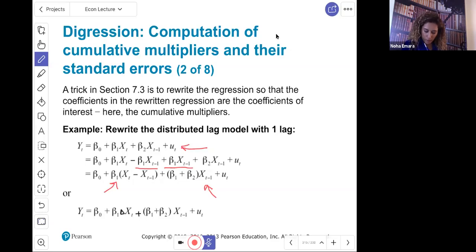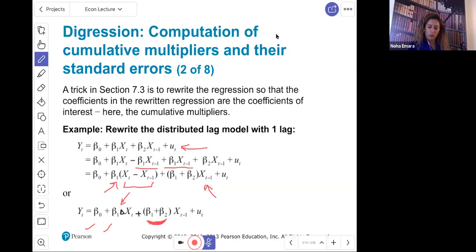What we get is beta naught again, beta 1 again. This is XT minus the previous year, delta, which is the change. As you can see, I'm writing delta here with my pen because it was lost when I imported the PDF file. So beta 1 delta XT, and we're going to get beta 1 plus beta 2. As you can see, this is a cumulative multiplier, right? This is the cumulative multiplier or the first period cumulative multiplier. So you don't have to add anything.